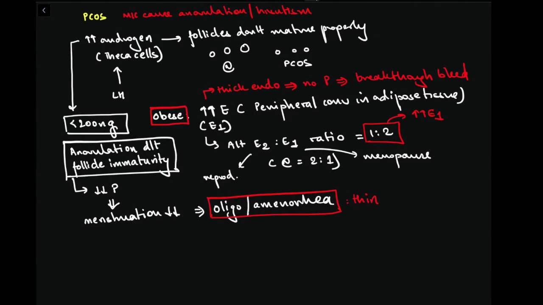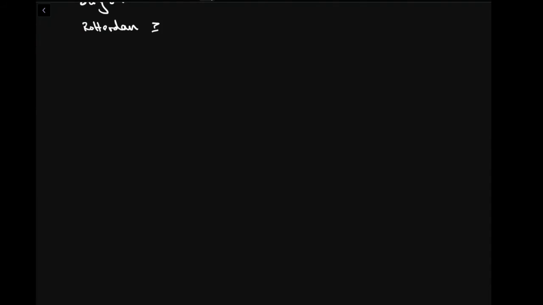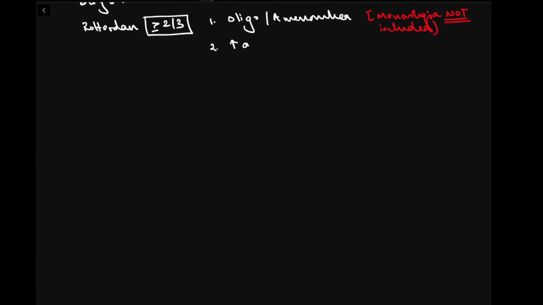painless bleeding or menorrhagia. Let us talk about the Rotterdam criteria, in which more than two of the three must be present to diagnose PCOS. First is oligomenorrhea and amenorrhea. Remember that menorrhagia is not included in the Rotterdam criteria. Second is increase in the androgen or increase in testosterone levels and increase in androgenism.